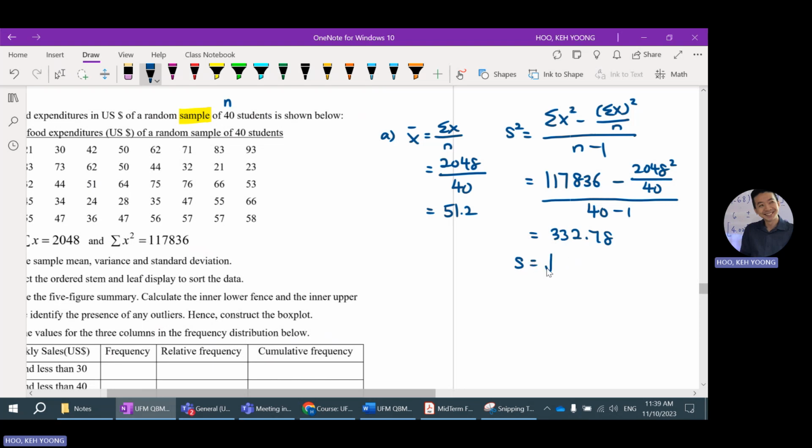Sample standard deviation will be the square root of the variance. So where is the answer? Sorry, I have to keep asking you this. 18.24. All right, 18.24.